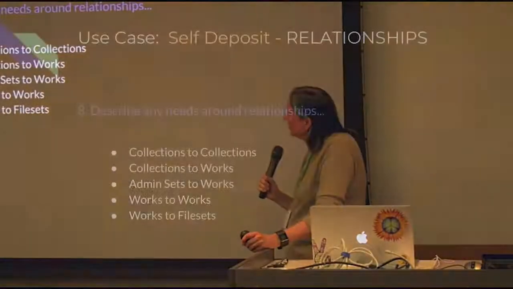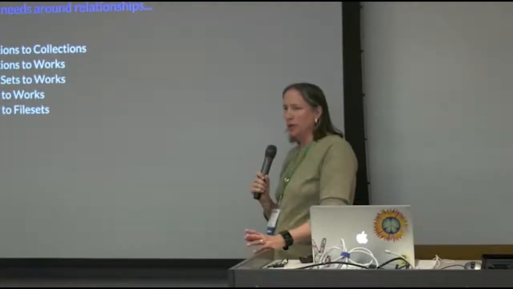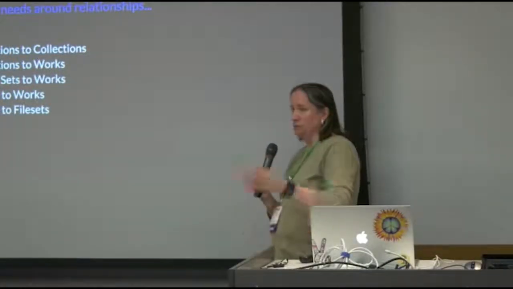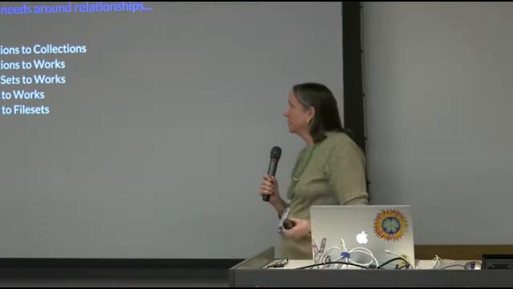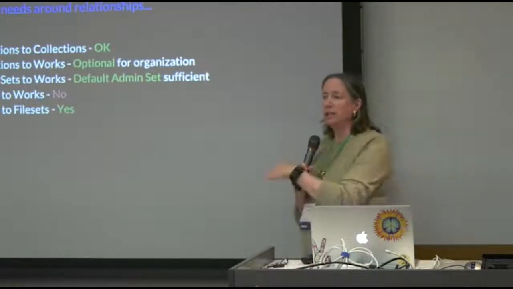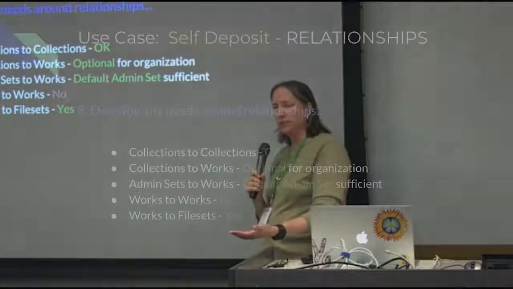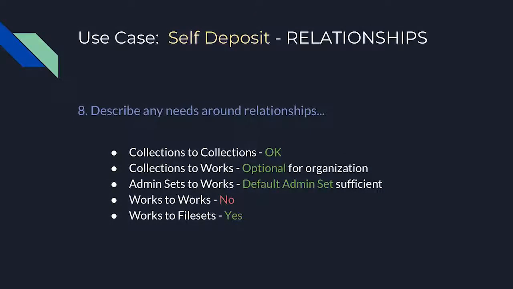Okay, so the last thing we talk about in the worksheet is to describe your needs around relationships. There's a whole bunch of relationships between things in the repository. You can have collections in collections, works in collections, works in admin sets, works in works, and file sets in works. At this point, we've actually looked at a lot of these already in the previous questions, so by the time you get to the last question, it's often quite easy to answer.